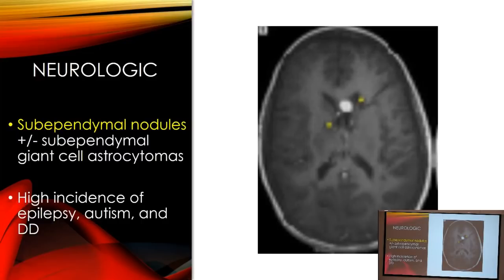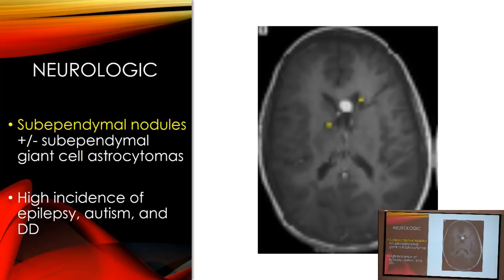Another characteristic lesion are subependymal nodules. Because this involves the ependyma, they're going to be in the ventricular system generally. These can be quite problematic because they can transform into an astrocytoma called a subependymal giant cell astrocytoma. These can occlude flow of CSF and can result in hydrocephalus and can cause mass effect and all other kinds of problems.